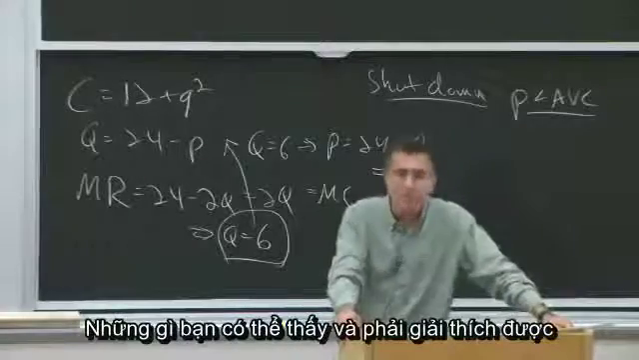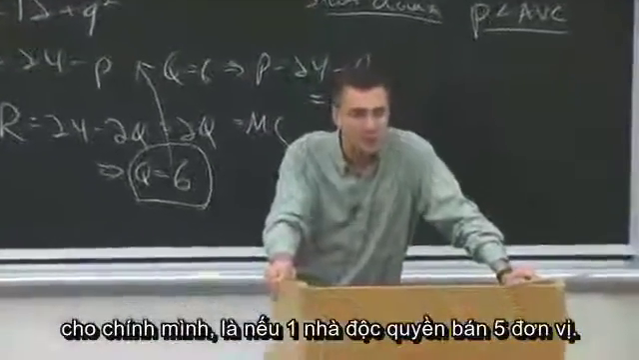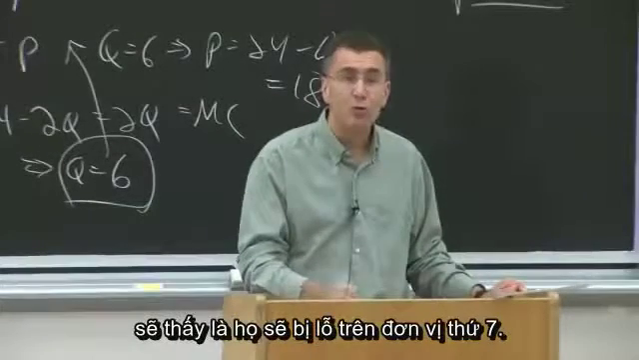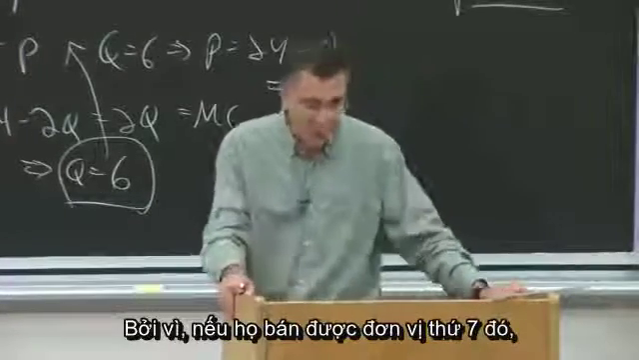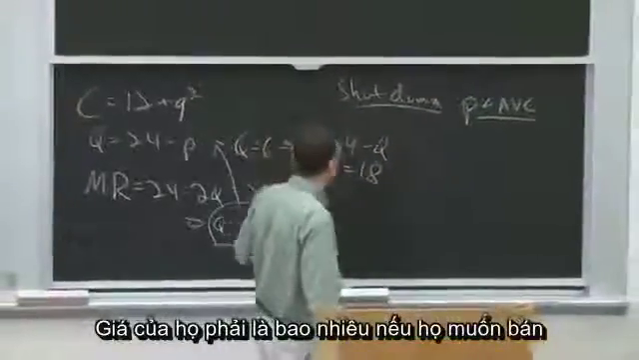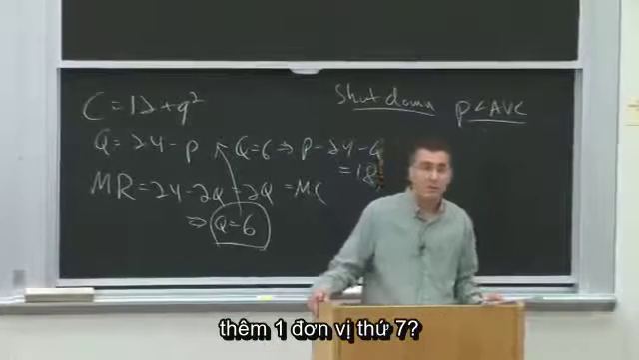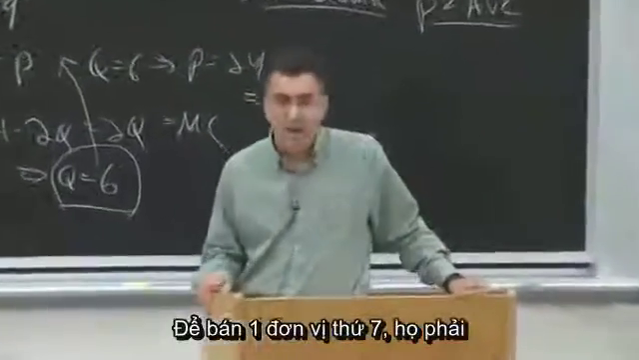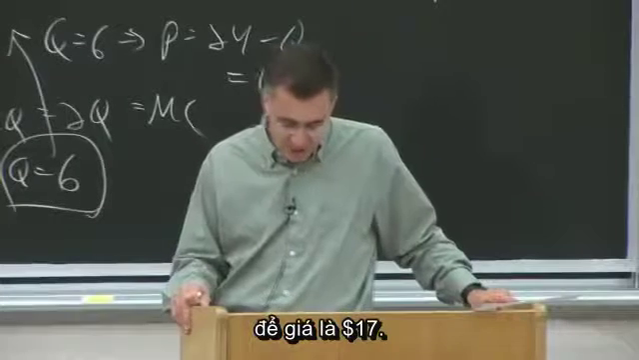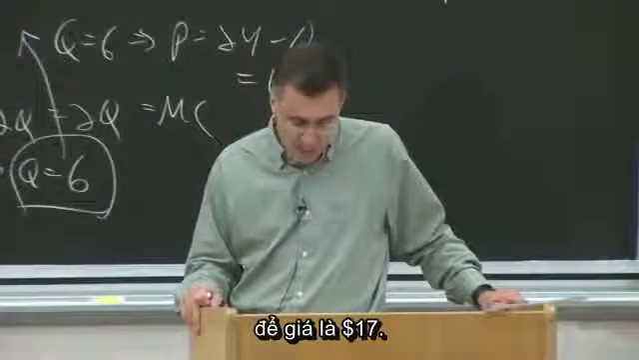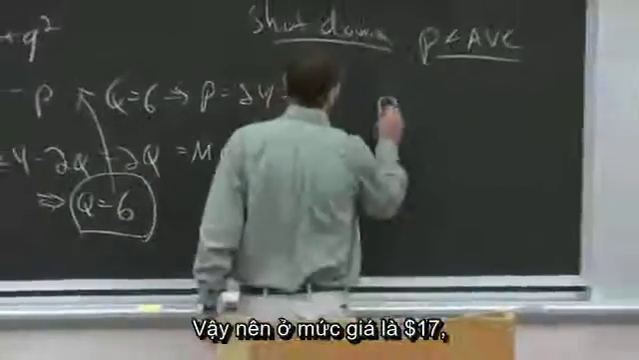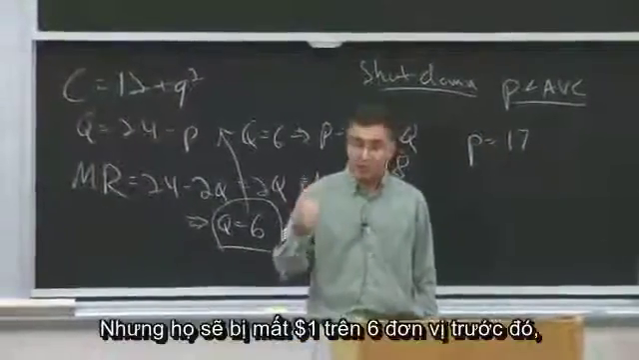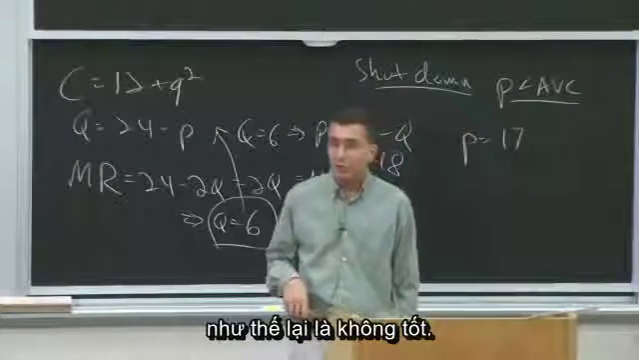And what you should be able to demonstrate to yourself is that if the monopolist sold a 7th unit, after selling 6 units, they would lose money on it. Why? If they want to sell a 7th unit, the price would have to be 17. So to sell a 7th unit, they'd have to have a price of 17. Well, they'd sell one more unit at 17, that'd be good. But they'd lose $1 on the previous 6 units, which is bad.